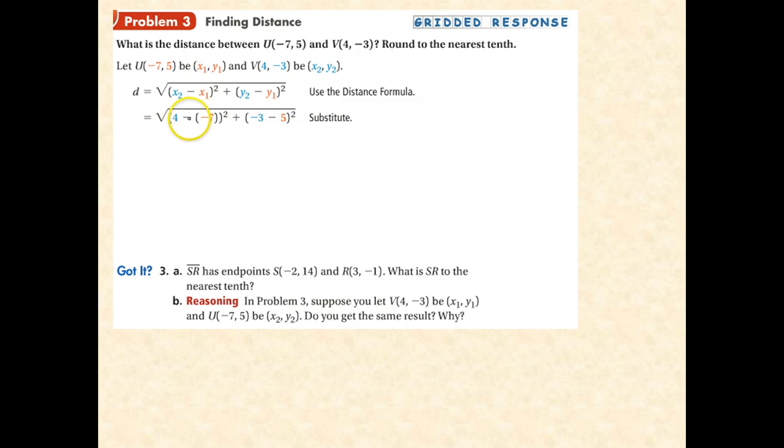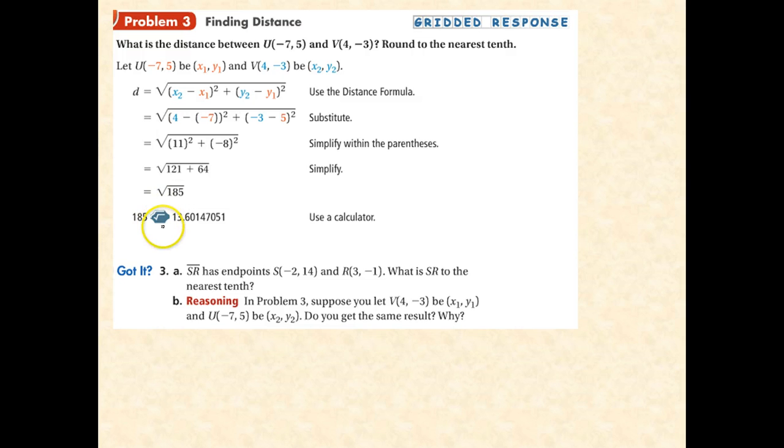4 minus negative 7 turns into 4 plus 7, so that's 11 squared. Negative 3 minus 5 is negative 8. So then we're going to square both of those. Everything should be positive at this point because we just squared everything. Then 121 plus 64, 185, and throw that in your calculator, about 13.6. The square root of 185 is the exact distance.